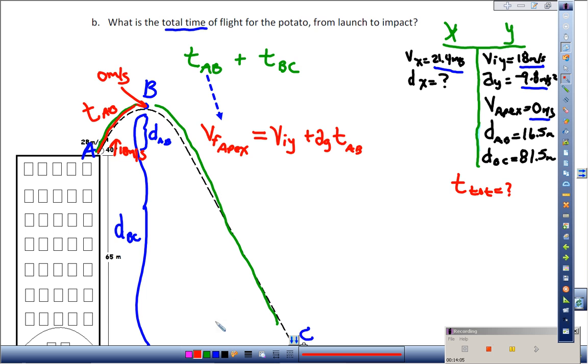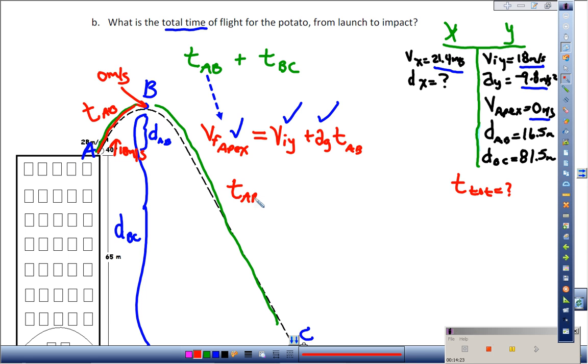Do I know the value for my velocity at the apex? Yes, I do. It's 0 meters per second. Do I know my initial velocity in the y? Yes, I do. Do I know my acceleration in the vertical direction? Yes, I do. I can throw all these in and solve for t, time, from A to B, and it ends up looking like this.